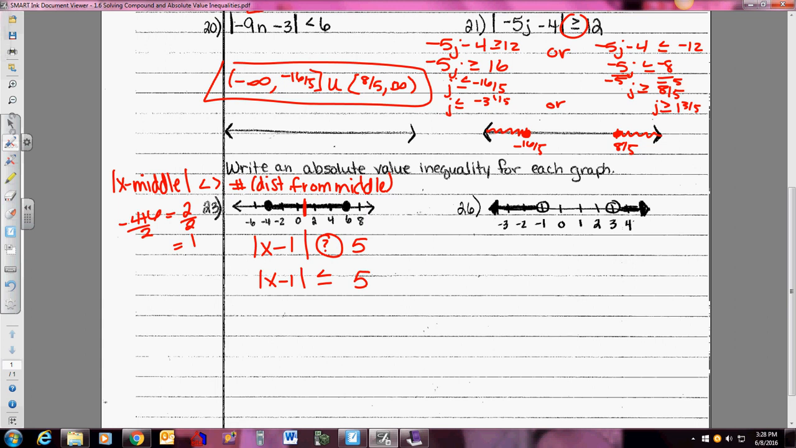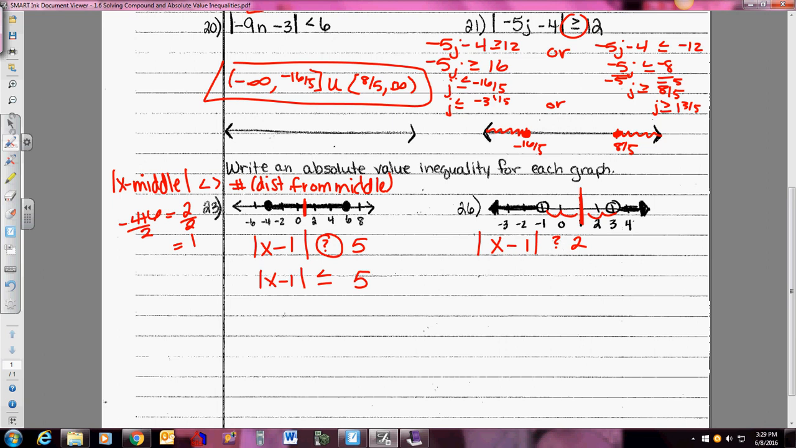Let's try 26. I'll try to explain a little bit better. Let's go ahead and start with the middle. From -1 to 3, what would be my midpoint? 1, right? Right here is my midpoint. It's 2 away both directions. Again, you could use your midpoint formula if you'd like. So you could take -1 plus 3 and divide by 2, whatever works for you. So we have to do absolute value of x minus the middle. The middle we already said was 1. We're going to pick an inequality, and we said it was 2 spaces away.